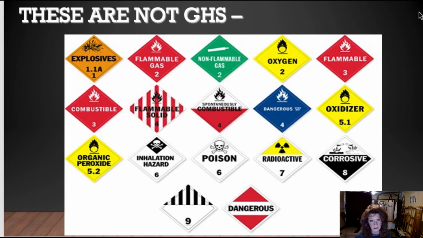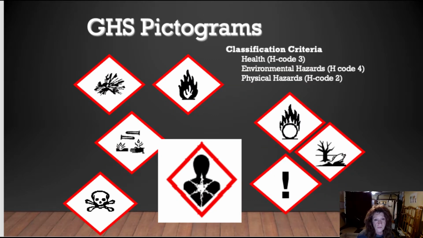And 1 is explosives, 2 is flammable gases, 3 is flammable liquids, 4 is flammable solids, 5 are oxidizers, 6 inhalation hazards, 7 radioactive, 8 corrosives, 9 miscellaneous. It just makes hazard identification that much easier. So these are our GHS pictograms, and remember they're in 3 different H codes. H code 3 is for health hazards, 4 is environmental, and 2 is for the physical hazards. So you can see the health hazard here, physical hazards, and then our 1 environmental hazard, physical hazard, and that one's a warning.